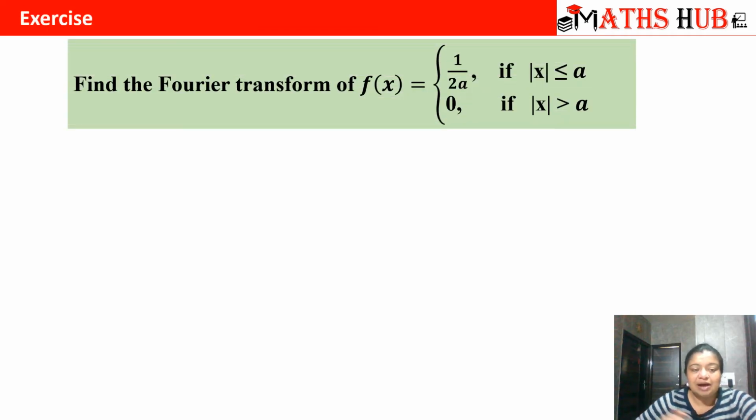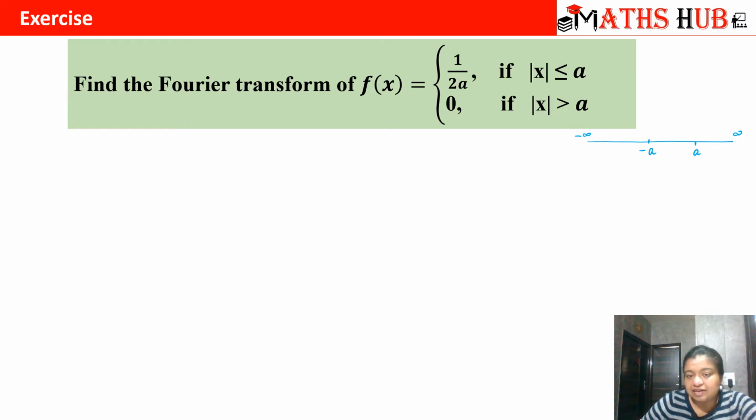So now let us look at the first question. You have to find the Fourier transform of f of x equal to 1 by 2a if mod x is less than or equal to a, and 0 if mod x is greater than a, right? That means this is how our function is defined. So this is minus infinity, this is plus infinity, and here somewhere we have minus a and plus a.